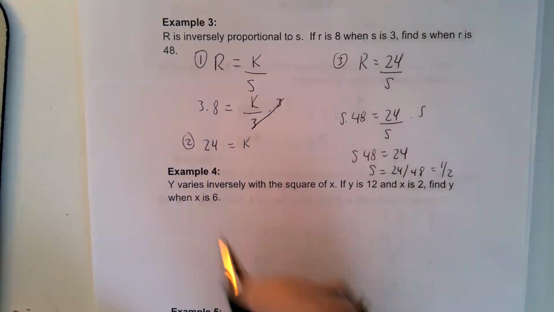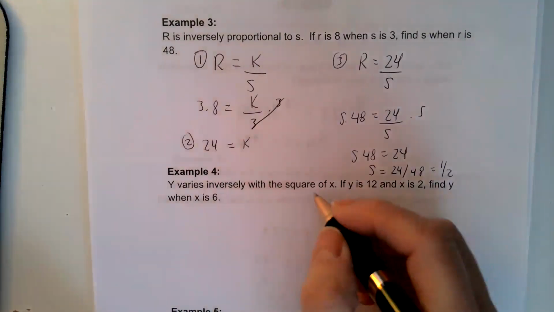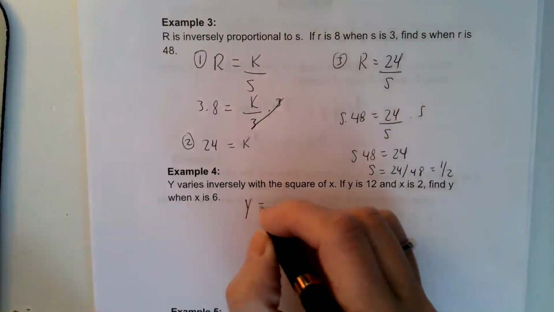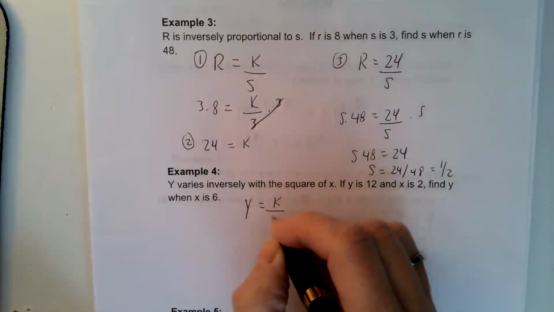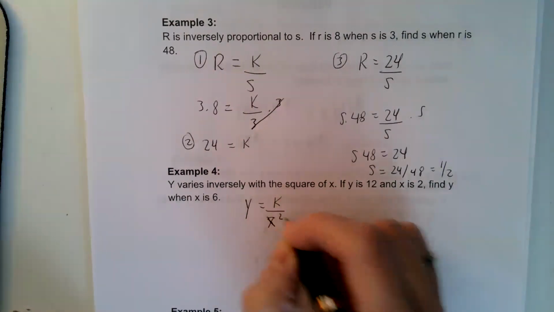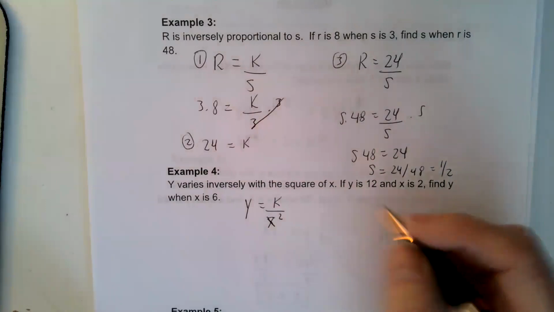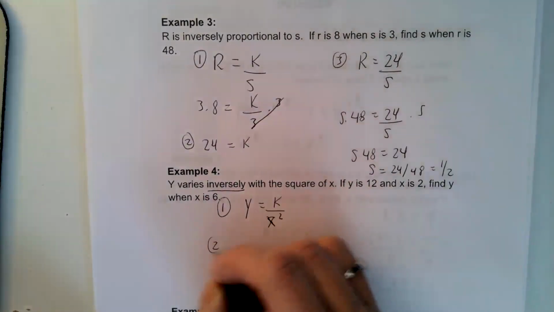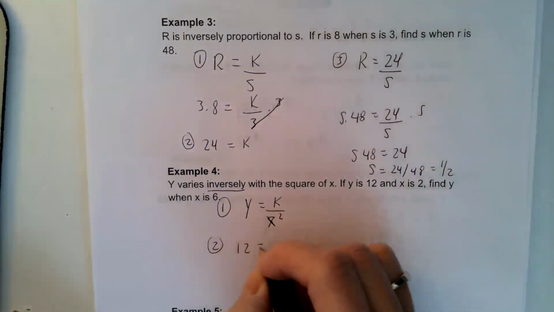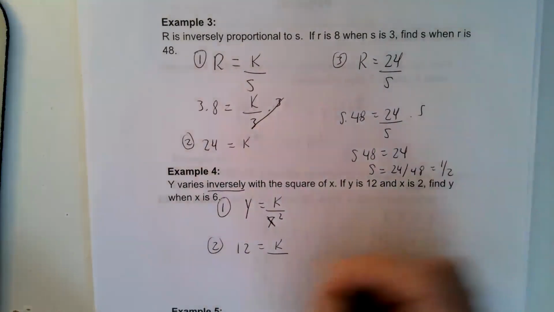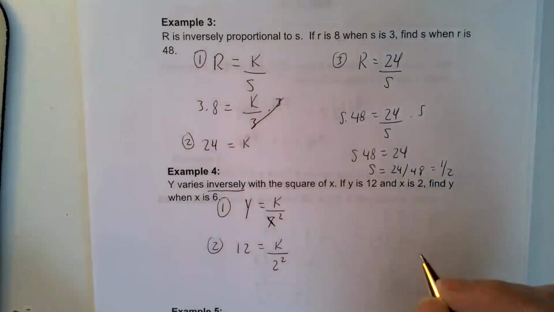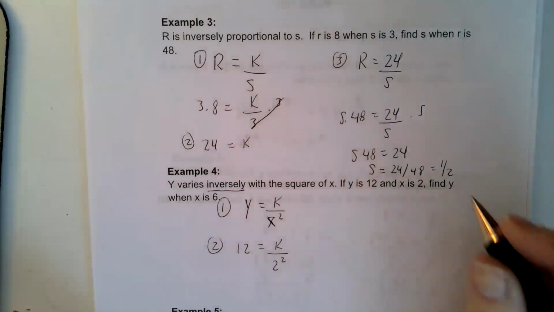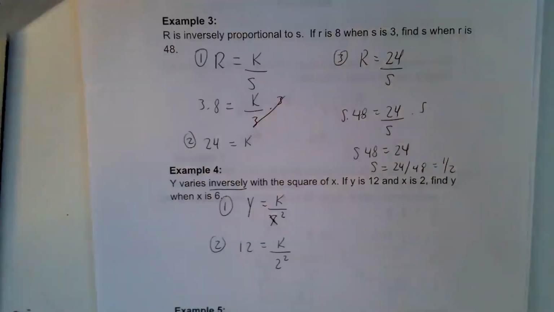Let's look at example 4. It says Y varies inversely with the square of X. So Y varies inversely with the square of X. That's my first step, inversely. If Y is 12 when X is 2, find Y when X is 6.